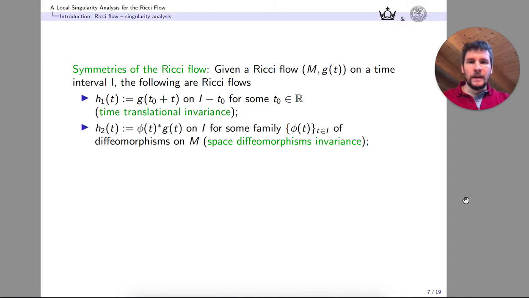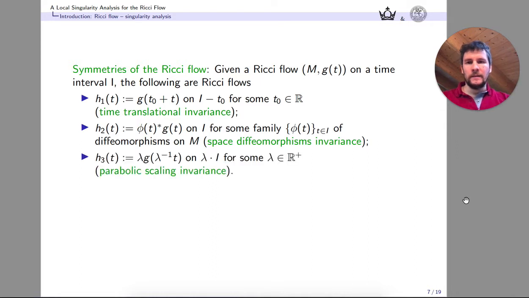Okay? And the third is the most important symmetry, which is a parabolic scaling invariance, which means on the one hand we scale the metric, so we multiply the metric with some lambda, and we also scale the time by 1 over lambda. So that means if lambda is becoming very large, we scale up, we make things larger, and the time interval on which the flow exists becomes also longer and longer.